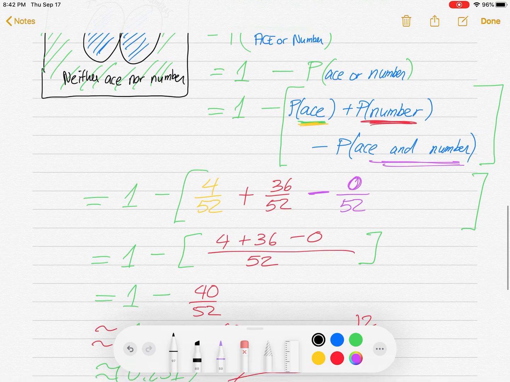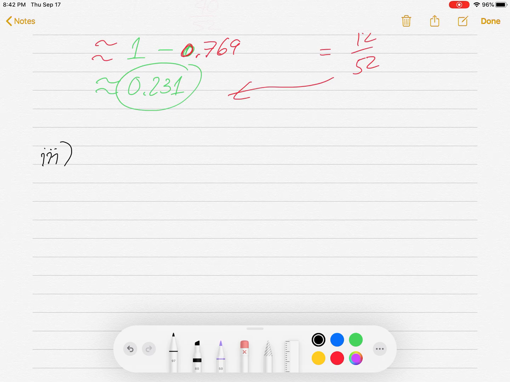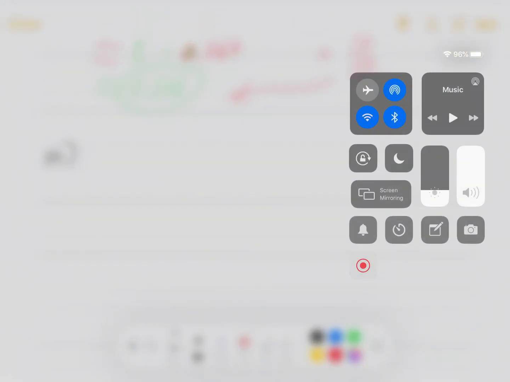What else can we do? How about the probability of, what have I done here? Neither. Come on, write, please. It's not writing. Just quit writing on me. Are you kidding me? Let me resync this. Let's see if it works now. Well, that's a shame.